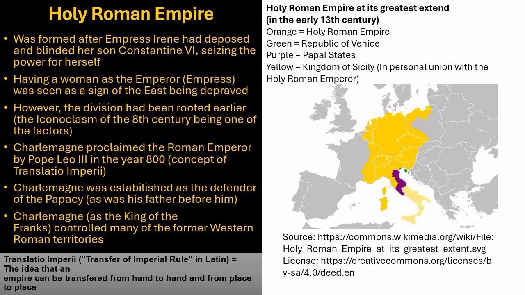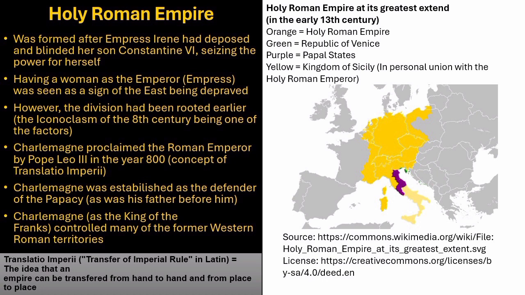The Holy Roman Empire was formed after Empress Irene of the Eastern Roman Empire had deposed and blinded her son, Constantine VI, seizing the power for herself. And having a woman as the emperor or empress was seen as a sign of the East being depraved. However, it's not as simple as that.